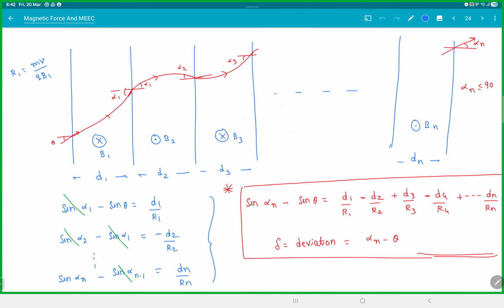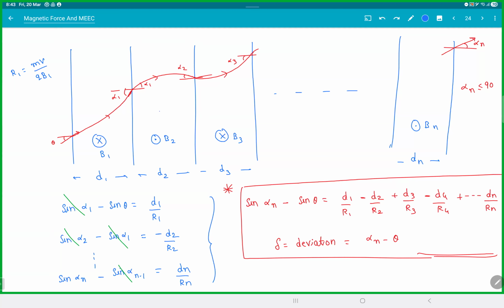Then we said, what if you have multiple regions? Look at this: B1 is inside, B2 is outside, B3 is inside, B2 is outside, and so on. You can use this formula multiple times and you'll get a telescopic sum: sine alpha 1 minus sine theta 2, sine alpha 2 minus sine alpha 1, and so on. When you add, the summation gives sine of the final angle minus sine of the initial angle equals d1 by r1 minus d2 by r2, with minus because the field direction is changing. If all the fields are in the same direction, I would put all plus signs.